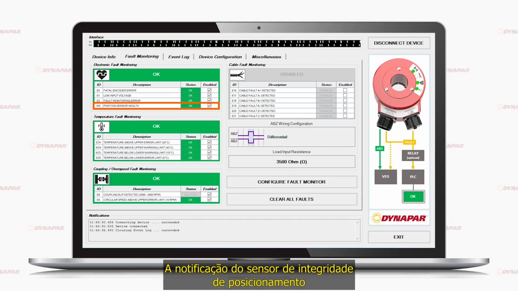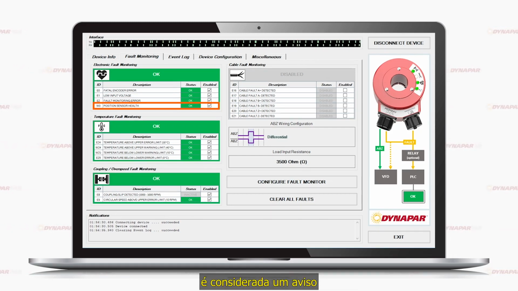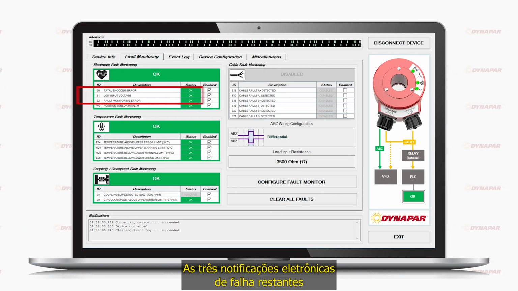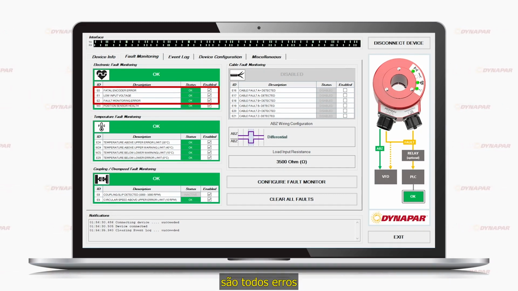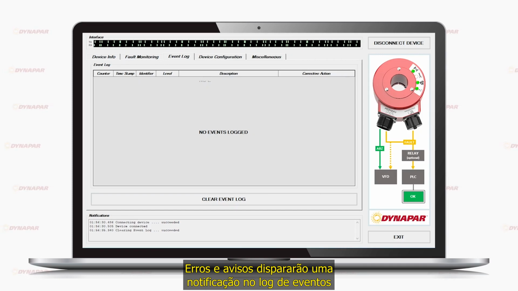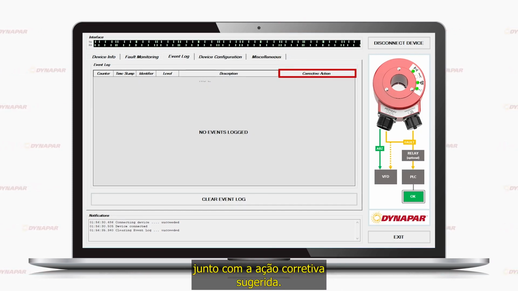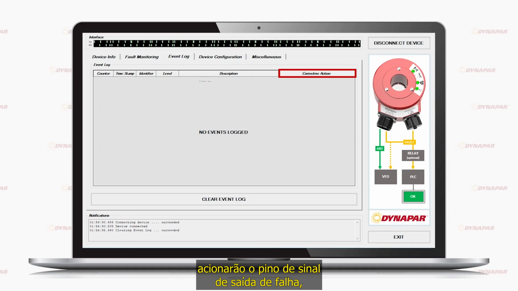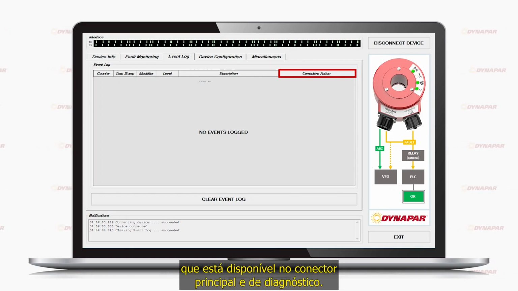The position sensor health notification is considered a warning because the encoder has not yet had a critical malfunction. The remaining three electronic fault notifications are all errors, indicating that some part of the functionality of the encoder has failed. Both errors and warnings will trigger a notification in the event log, along with a suggested corrective action. However, only errors, not warnings, will trigger the fault output signal pin, which is available on both the primary and diagnostic connector.